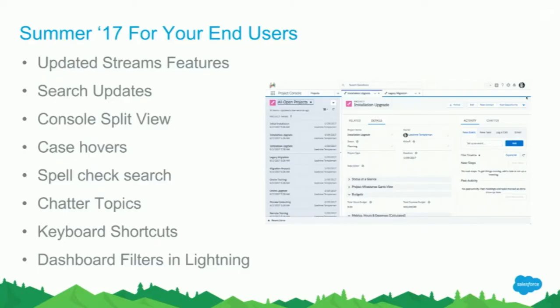We've got a ton of end user features in Sales Cloud, end user features throughout Lightning. We've got updates to streams. We've got updates to search. Search is getting smarter and smarter, which I find very useful. Console split view, hovering on case, so that idea of being able to see more details when you're hovering over related records. We've got spell check for search, and Chatter topics, one of my favorite Salesforce Classic features, is now in Lightning, and it's even better than it is in Classic. Keyboard shortcuts and dashboard filters. If you're creating dynamic dashboards using filters in Classic, that's another feature that in Summer is going to be available in Lightning.